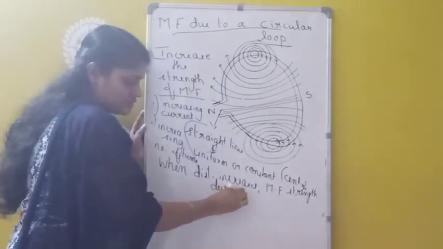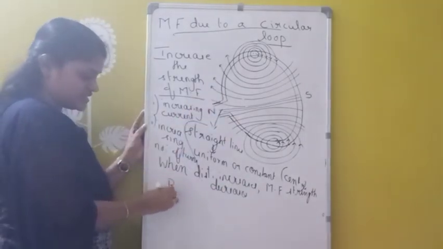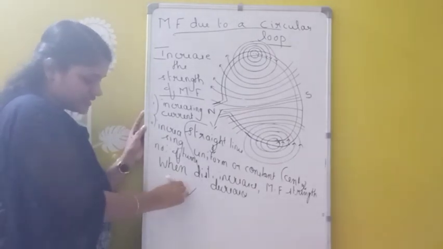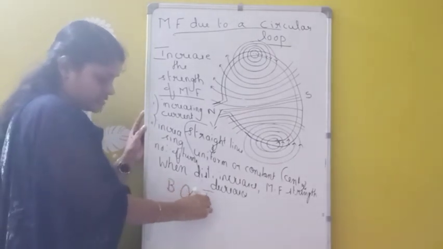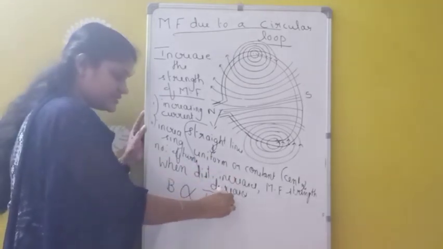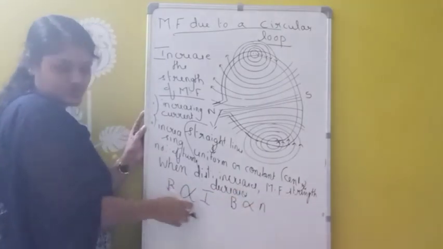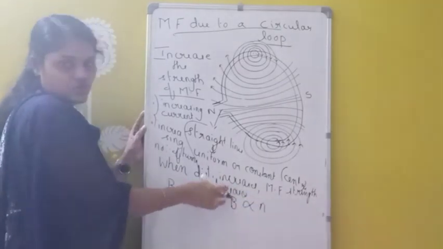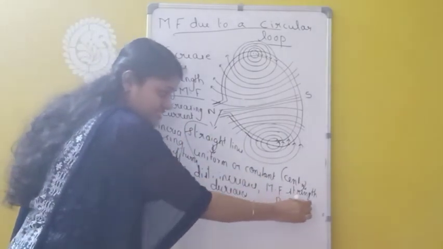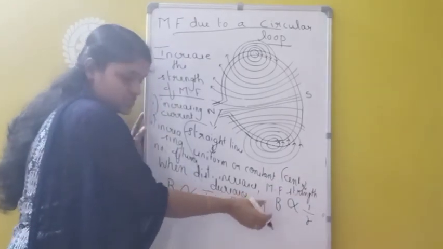So we know the symbol for magnetic field, which we will be studying in higher classes. B is the symbol for magnetic field. It is directly proportional to which factor? Current. That means whenever current is increasing, the magnetic field also will increase. Similarly, B is directly proportional to which one? Number of turns. Whenever the number of turns is increasing, the magnetic field also will increase. And similarly, we can write B is inversely proportional to distance. That means whenever distance is increasing, the magnetic field strength will be decreasing.